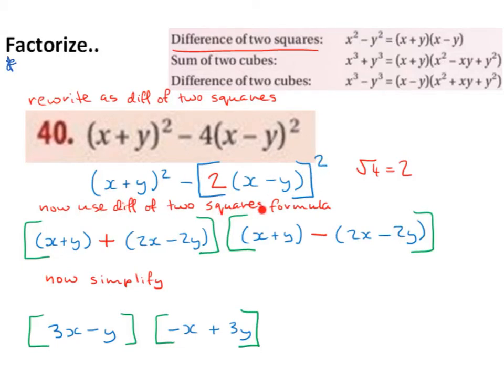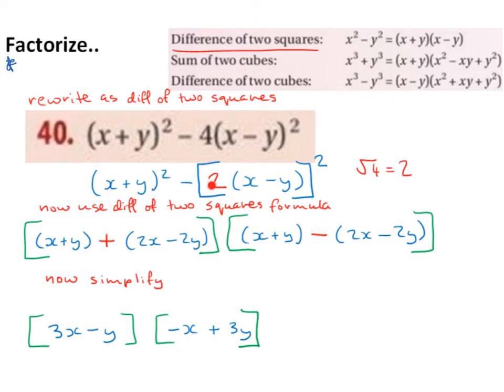So now we can use the difference of two squares formula, which is this formula up here. So what we have to do is square root the first term. The square root of (x + y)² is just going to be x + y. That goes into the front of the first bracket, and it goes into the front of the second bracket. One bracket will have a plus in it, one will have a minus.